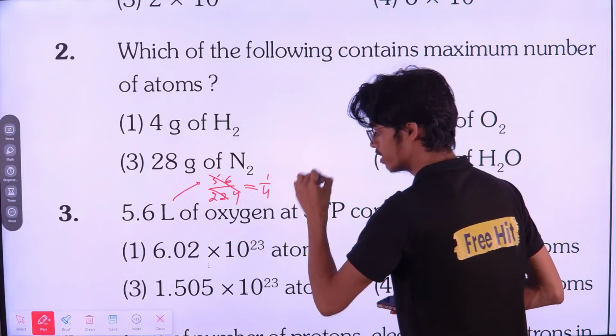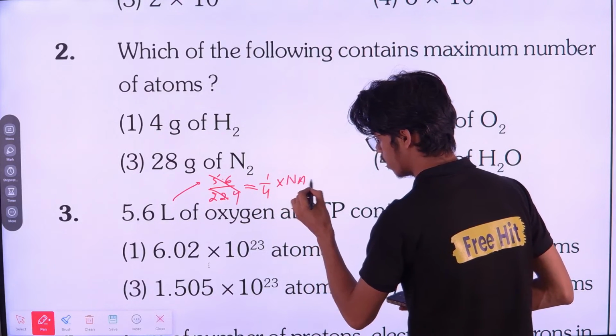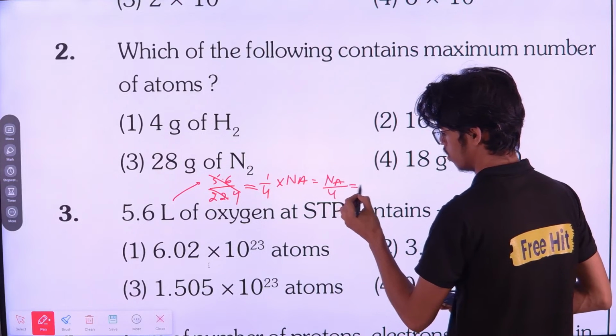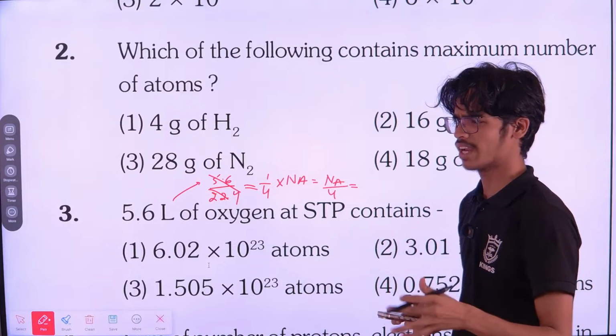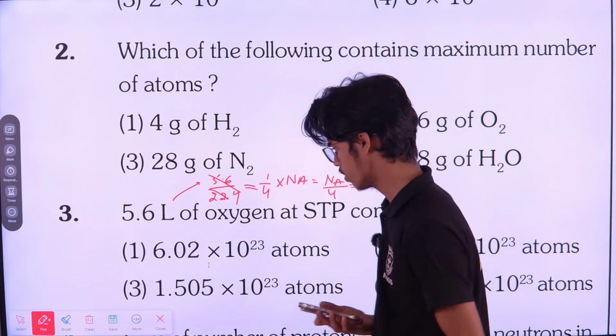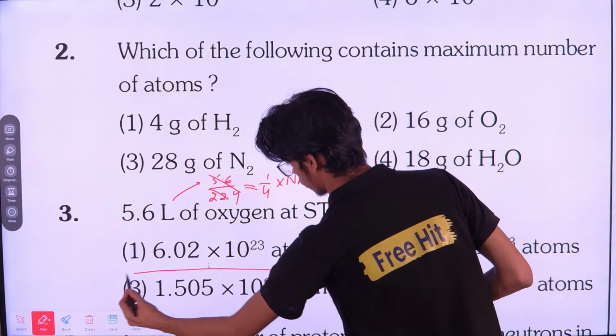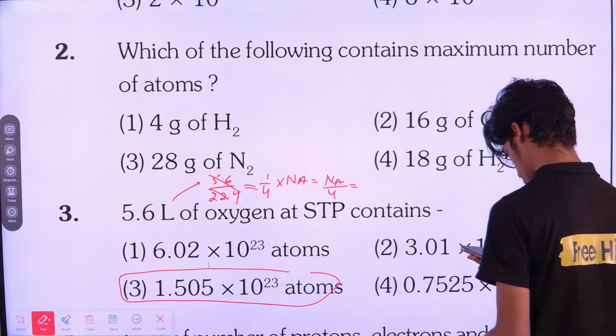You have to multiply it with Na. So once you multiply it with Na, what do you get? Na by 4. So Na by 4 is how much? 6 by 4. 6 by 4 is somewhere around 3 by 2, which is somewhere around 1.5. So 1.5 into 10 to the power 23. Okay, so I think this number. Is this option number 3?